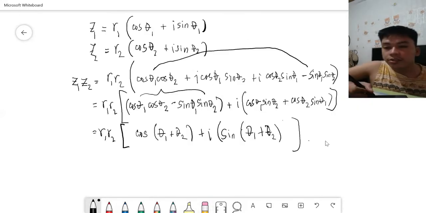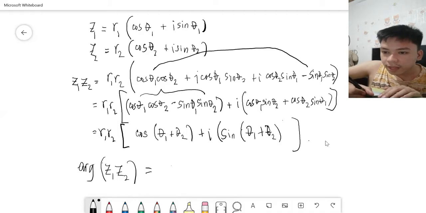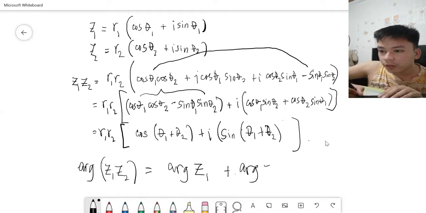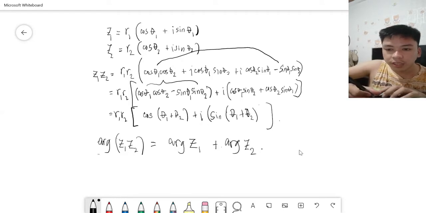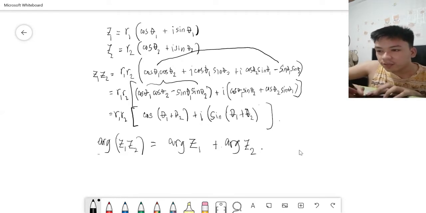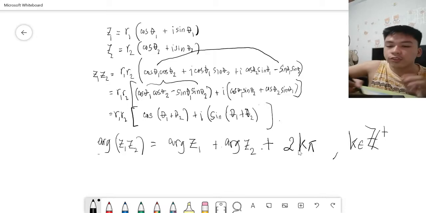Okay, that's it. So what does it mean? Meaning to say that if we take the argument of the product of two complex numbers, argument of z1 z2, this is the same as taking the sum of the arguments. So that's argument of z1 plus argument of z2. And that's it. Now, observe that this is argument, so this is not unique. So this goes up to a multiple of 2 pi. So I can write 2k pi, where k is an integer.